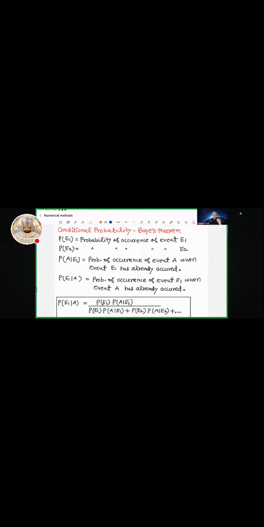Last topic of today: conditional probability, or Bayes' theorem. I'm teaching this topic even though it has nothing to do with numerical methods or errors; it has to do with probability. But in the last 5 papers, this question has been repeated multiple times. So we will understand that. First, let's read the question and then I will explain the theory.